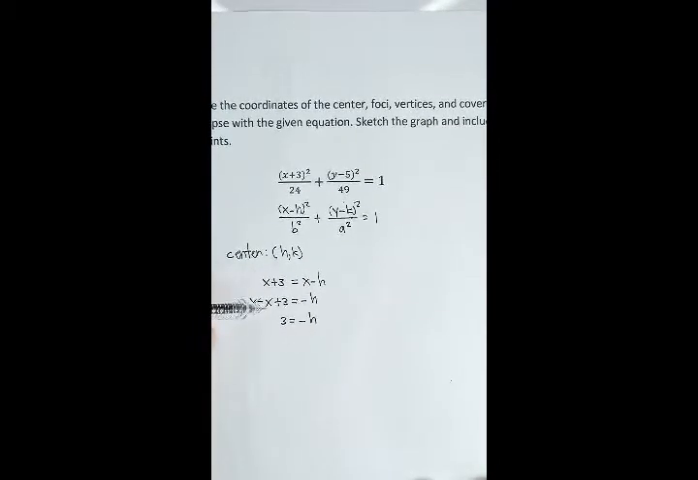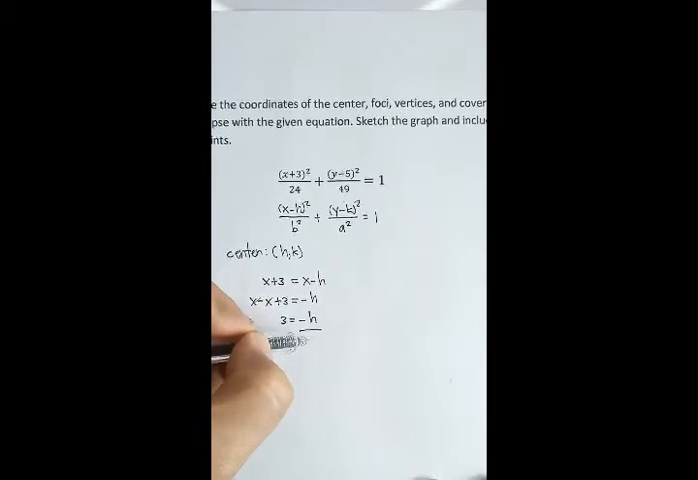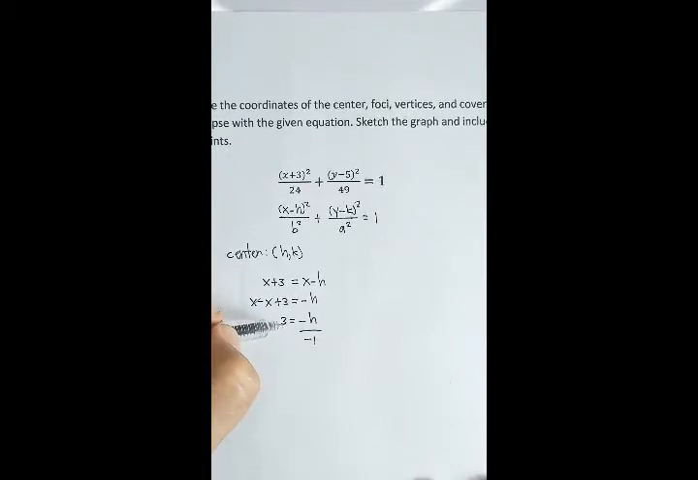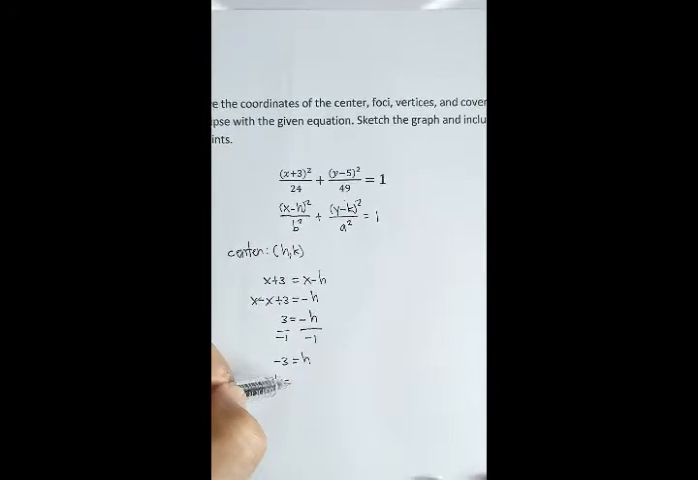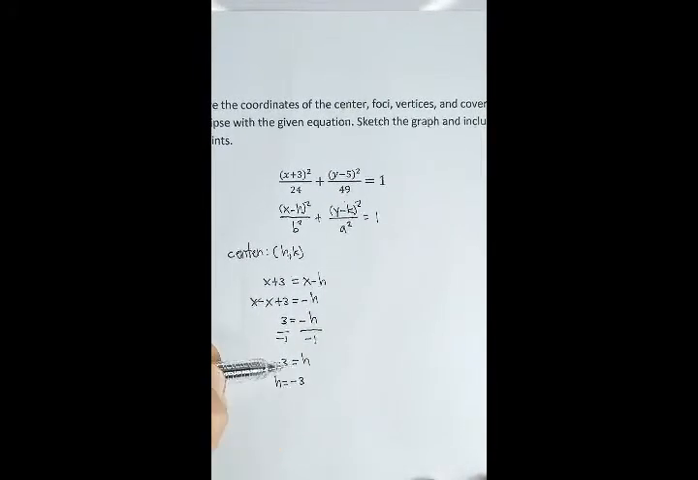Then we solve for h, so we eliminate the negative sign. To eliminate this one, we divide it by negative 1. Then the 3 we also divide by negative 1. So 3 divided by negative 1, we have negative 3. And then negative h by negative 1, it is h. So in other words, h is equal to minus 3.